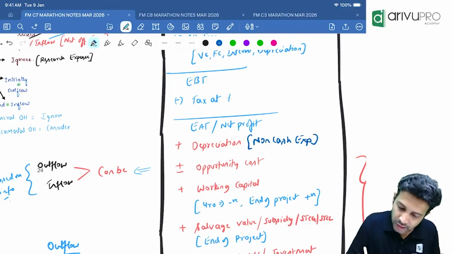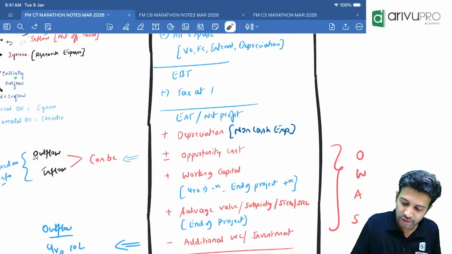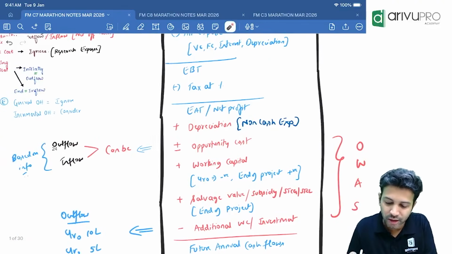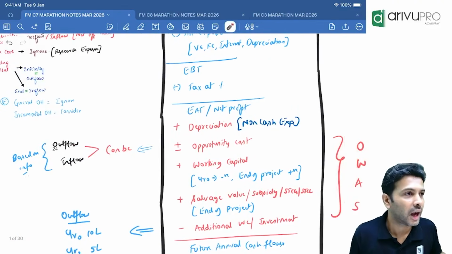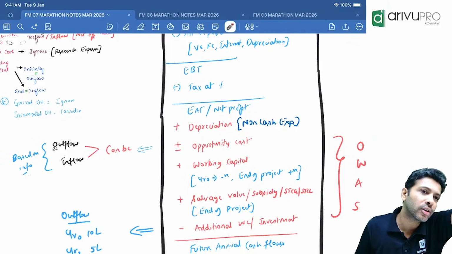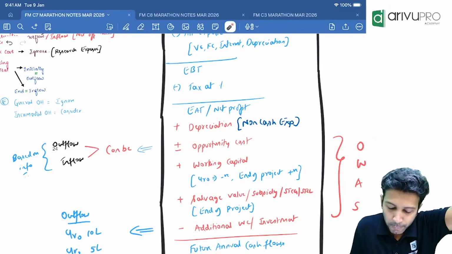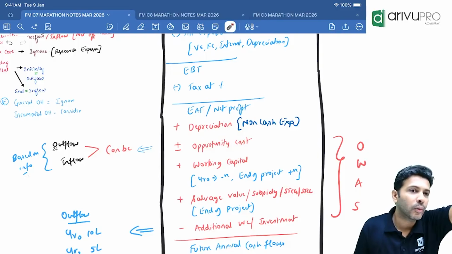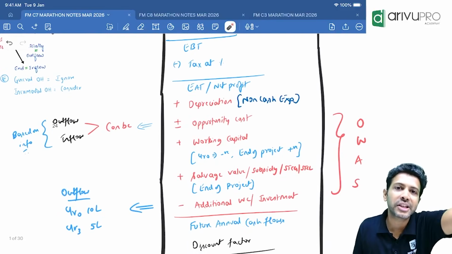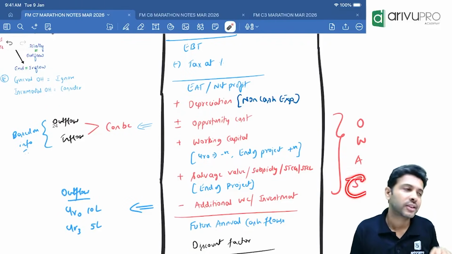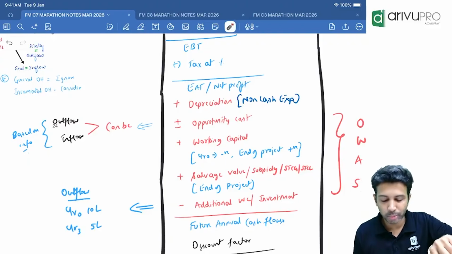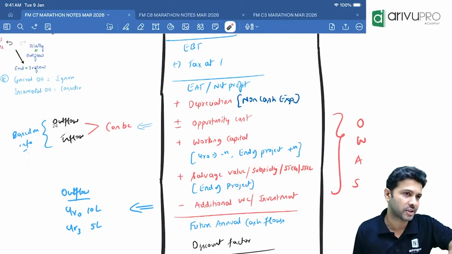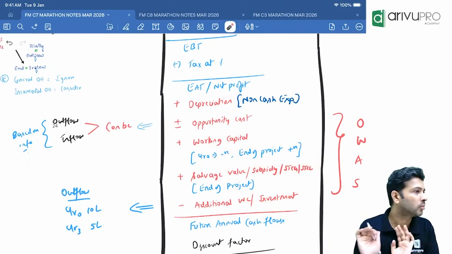That's one. Another one is what we used to remember in class. This we'll call OVAS. We'll remember it as OVAS. After depreciation, there are 4 adjustments. OVAS: O for opportunity cost, W for working capital, A for additional capital introduced, S for salvage value. It could be subsidy, or it could be STCL or STCG. I'll tell you all of this in the problems one by one.